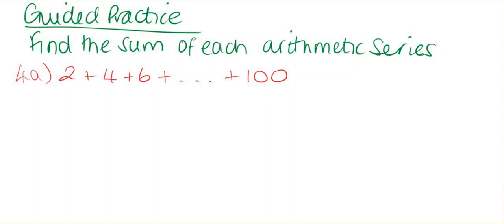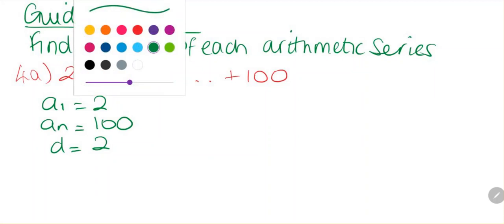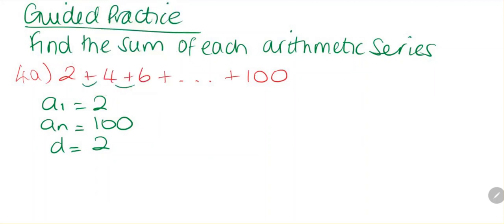So we'll write down what we know. A1 is 2, and the last term we have is 100. Now the common difference we can work out: from 2 to 4 and from 4 to 6, so the common difference is positive 2. So now we need to find n.